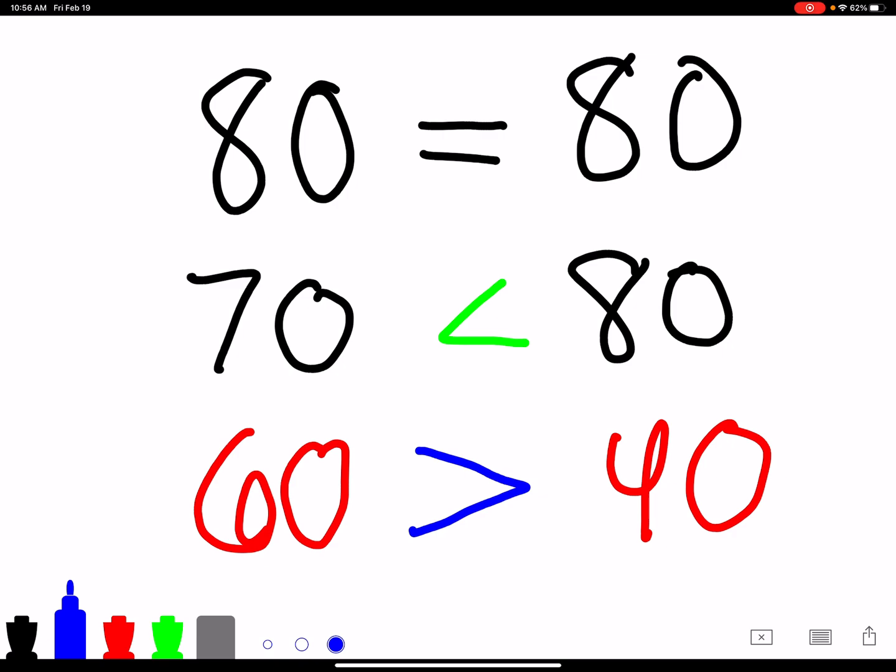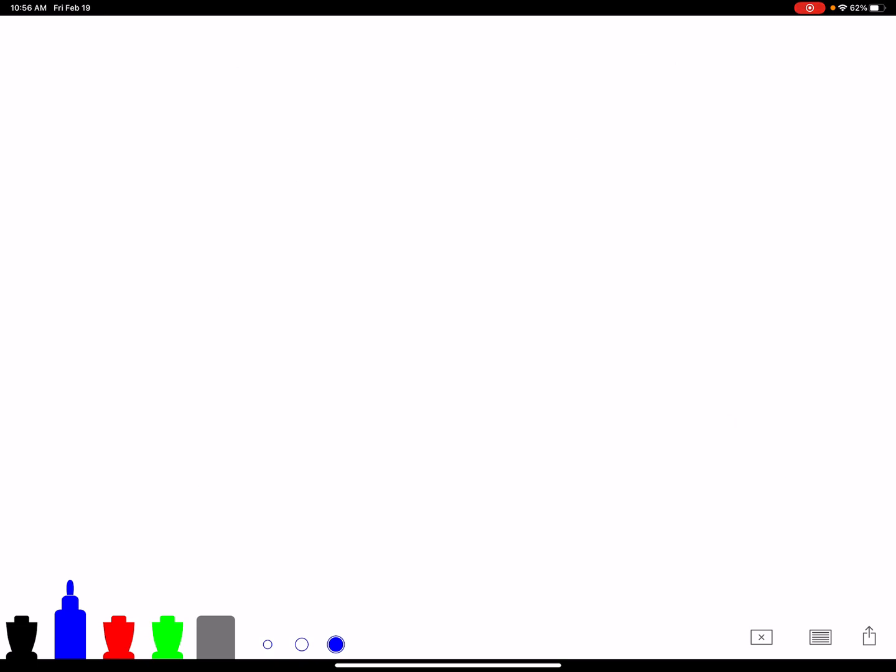Okay, so that's just a little quick review of equal, less than, and greater than. But in this lesson, 6.2 in Big Ideas Math, we are going to learn how to count by tens at a random starting point.